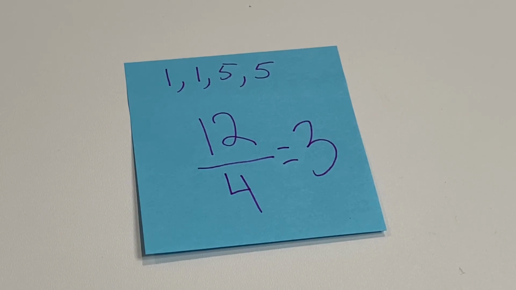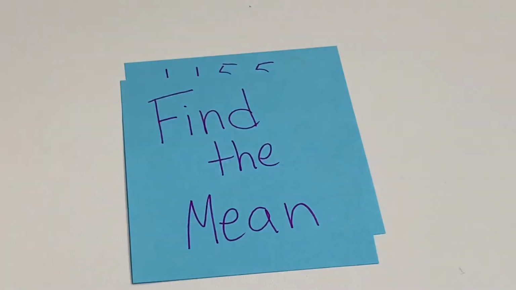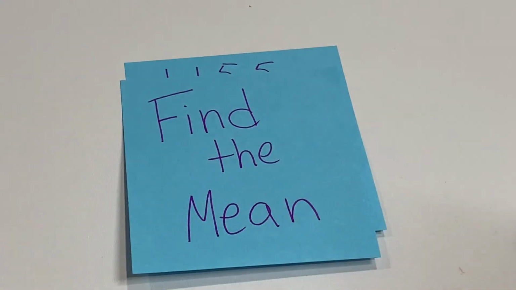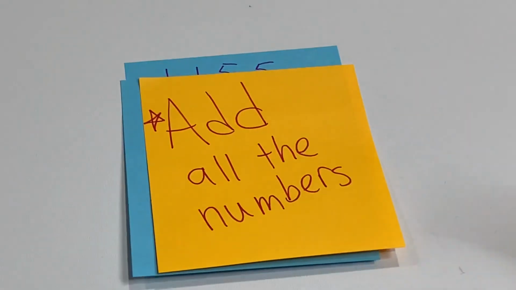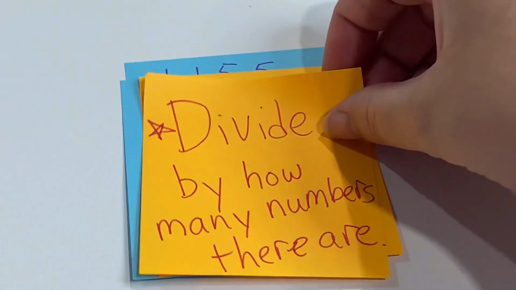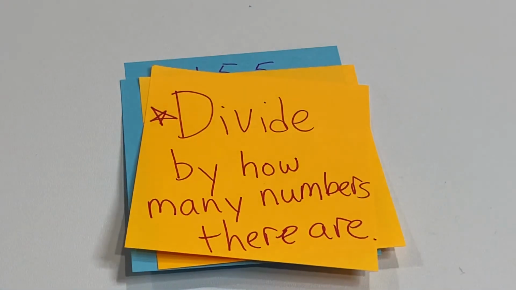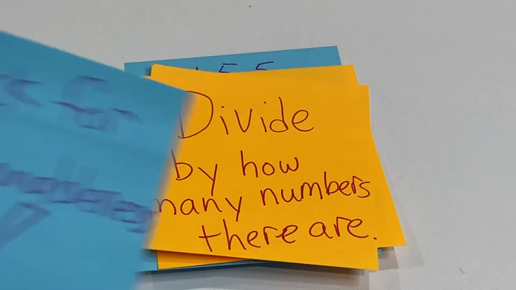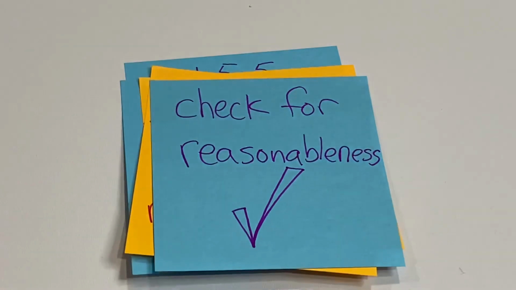So let's just review that one last time. Maybe make a quick note of it. To find the mean, you're going to add all of the numbers, divide by how many numbers there are, and then just check for reasonableness. Make sure it makes sense.